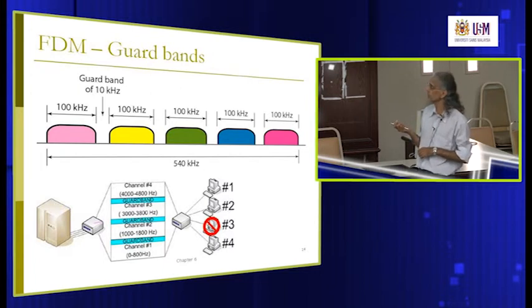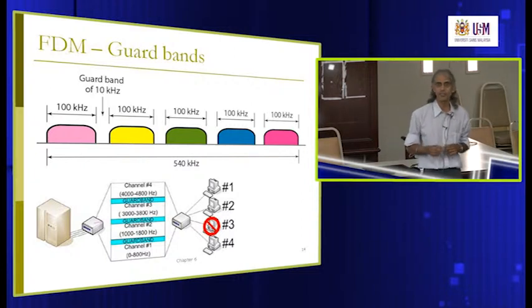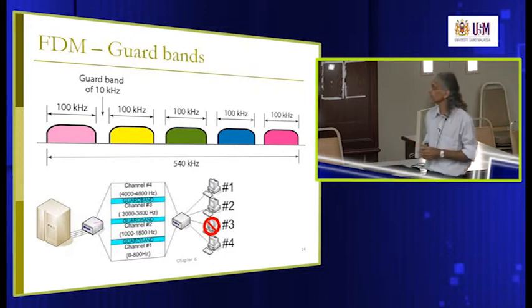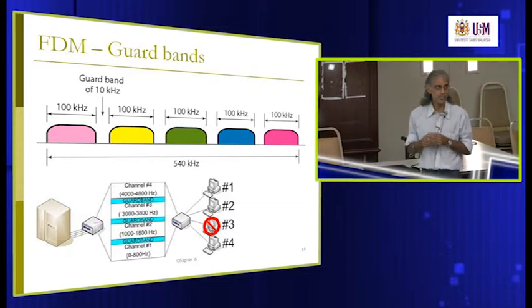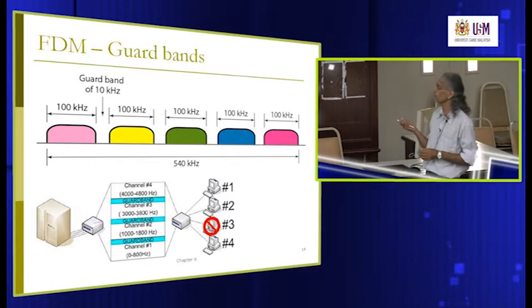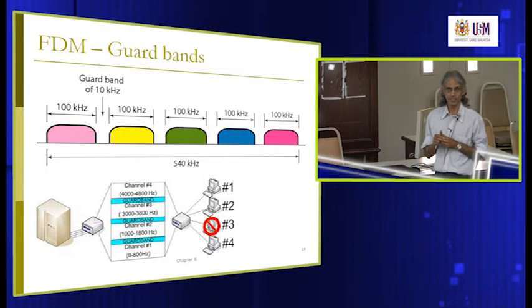So your first channel is between this range and this range. The second channel is a different range, but there must be a small gap between them. This gap is to make sure that the signals from two channels do not overlap and do not interfere with one another. That's the idea. So in FDM, we require that there must be guard bands between the channels. It can be small, it can be 10 kilohertz, 1 kilohertz, 2 kilohertz, it depends on the system.